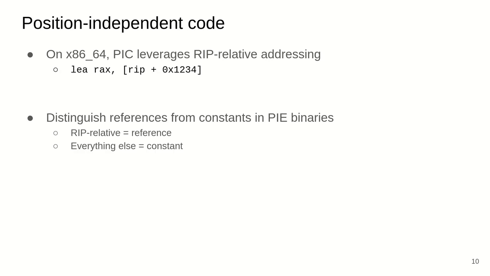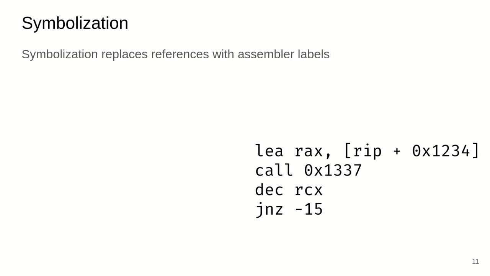So on x86-64, position independent code leverages RIP-relative addressing. So we have this RIP-relative address, and we know that this is actually a code pointer. So we can distinguish references from constants. If it's RIP-relative, it's a reference. Everything else is a constant. And this allows us to do the necessary symbolization.